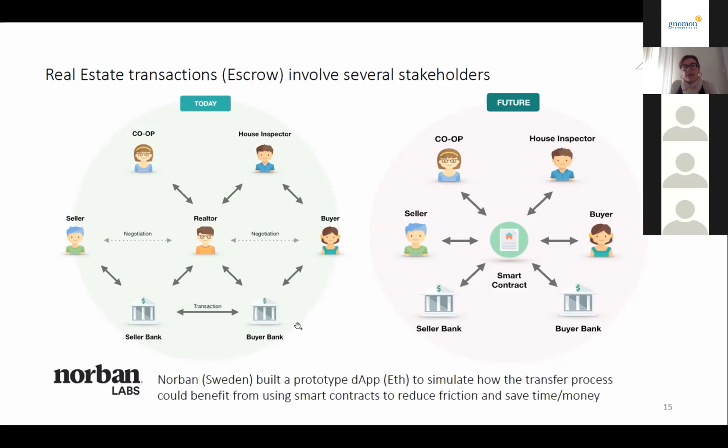Typically today, this process can take up to 30 days. And what happens is once the seller and buyer agree on a price and agree that all of these other things have happened or will happen, then the buyer sends the money to the bank and puts it in what's called an escrow account. That money is held between these two until the entire process is satisfied.